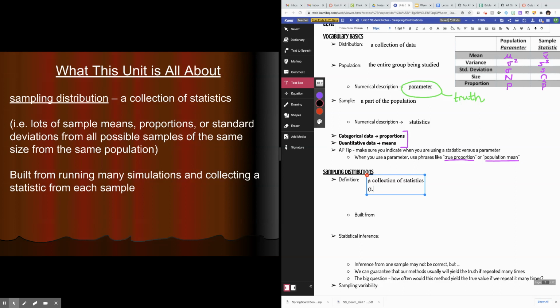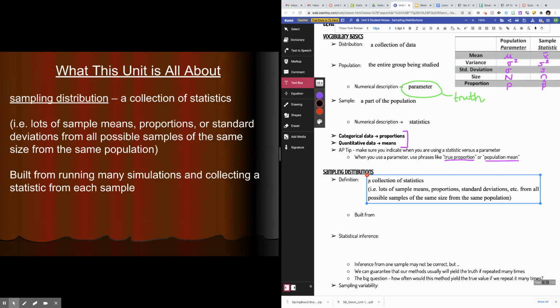Okay, so i.e., lots of sample means, proportions, standard deviations, etc. from all possible samples of the same size from the same population.